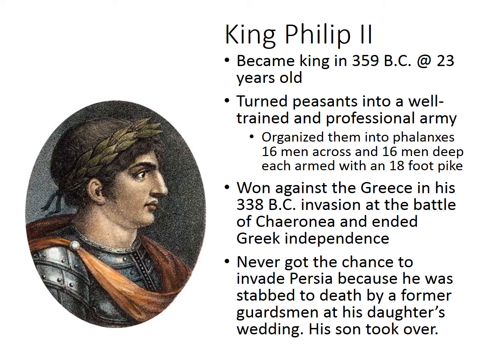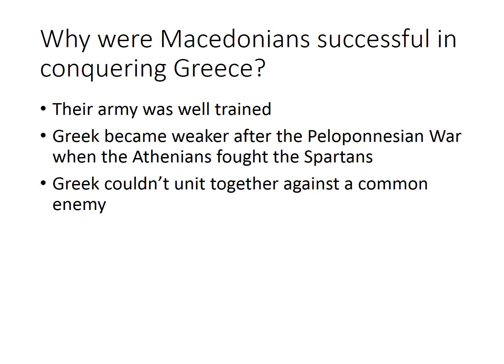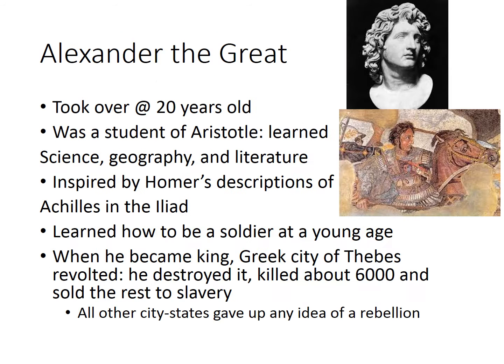He won against the Greeks in 338 BC at the Battle of Chaeronea, and that ended the idea of Greek independence. Sadly, he never got the chance to invade Persia like he wanted because he was stabbed to death by a former guardsman at his own daughter's wedding. So his son would take over. His son was known as Alexander the Great, who took over at 20 years old.